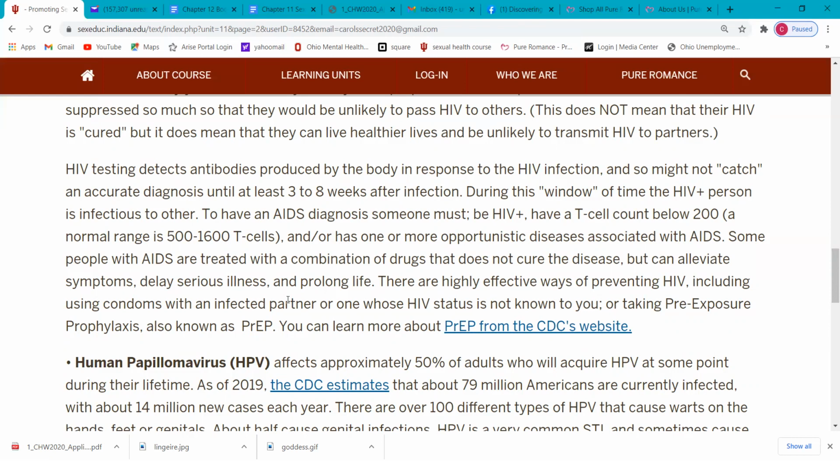There are highly effective ways of preventing HIV, including using condoms with an infected partner or one whose HIV status is not known to you, or taking pre-exposure prophylaxis, also known as PrEP.